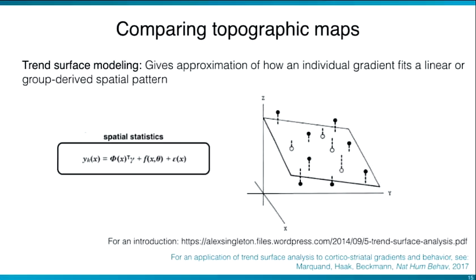And that's one of the topics that has also come up: how do we look at differences across parcellations across individuals? This is a class of methods that is trying to address that by modeling the sharpness of that gradient and the fit of that gradient to a group model in space.